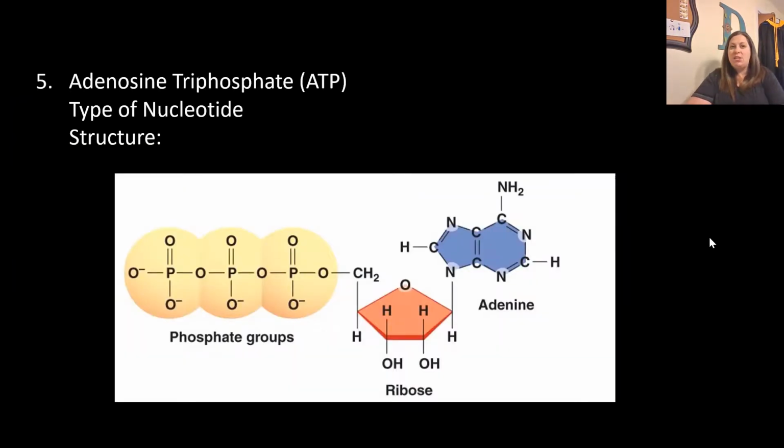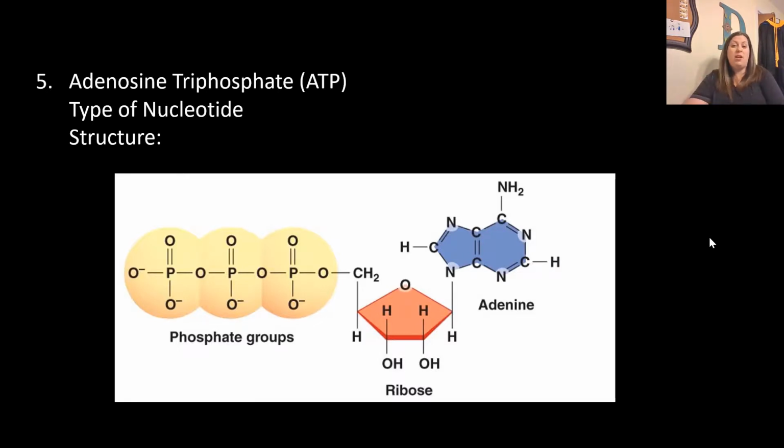One last thing we need to talk about that doesn't really fit into these macromolecules of a nucleic acid, a protein, things like that, is adenosine triphosphate, or ATP. It is a type of nucleotide. It is not a nucleic acid, but it is a type of nucleotide, and it has a special structure. ATP is composed of a nitrogen base, adenine, bonded to a ribose sugar, and then connected to three phosphate groups. The triphosphate tells you there are three phosphate groups present.